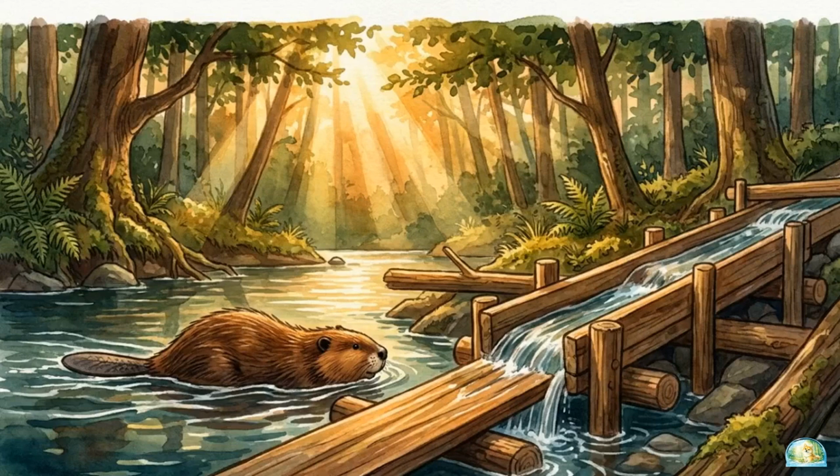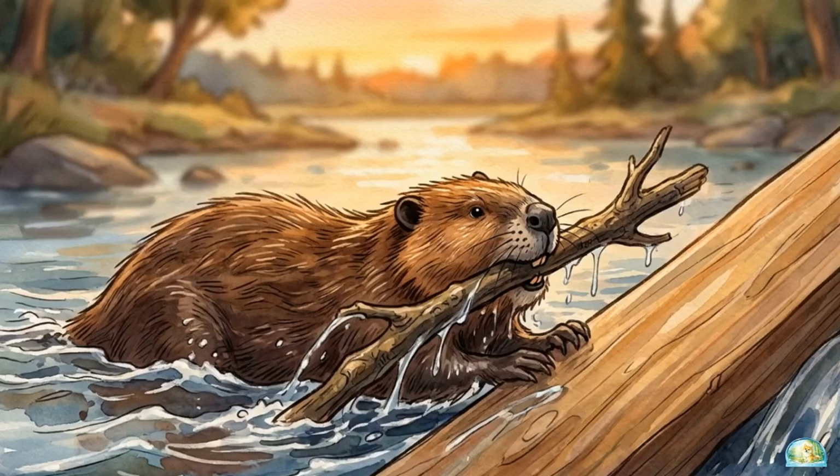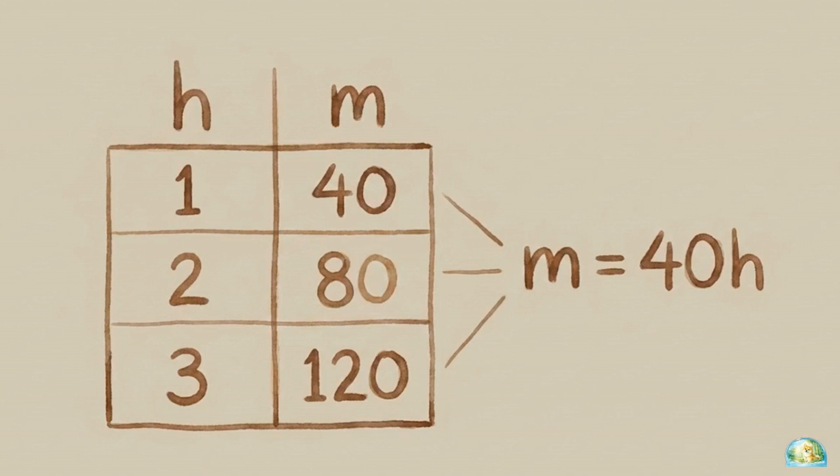Moving into the table scene, we encounter a new scenario, a car traveling at a constant speed of 40 miles per hour. We need to define our variables. We choose h for hours and m for miles. We record the matching values in a table. After 1 hour, 40 miles. 2 hours, 80 miles. And 3 hours, 120 miles.